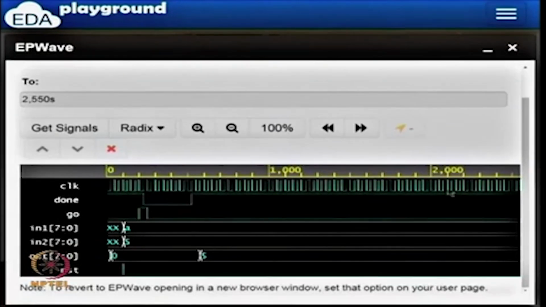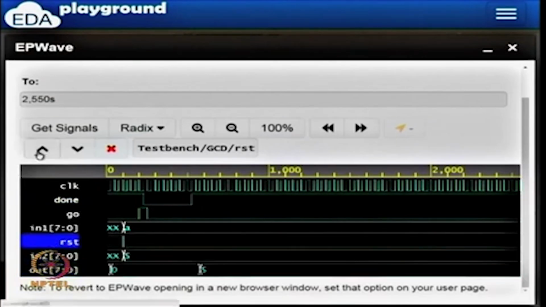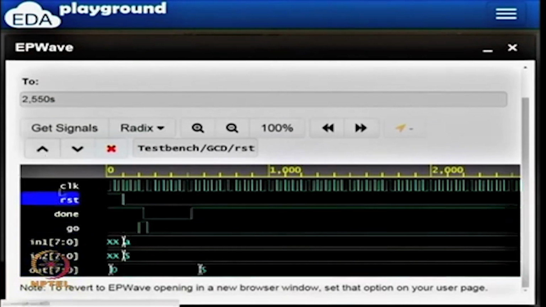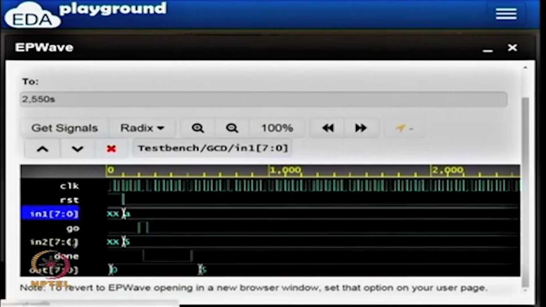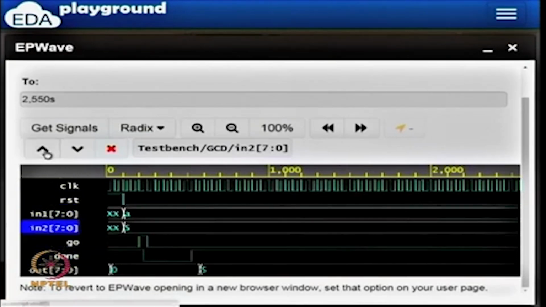So, clock seems to be something that is periodic, and let me rearrange the signals so that it will make some logical sense. So, I am going to bring the reset to the very top and done should go to somewhere on the bottom, the 2 inputs, okay. So, this is logically sequenced now.